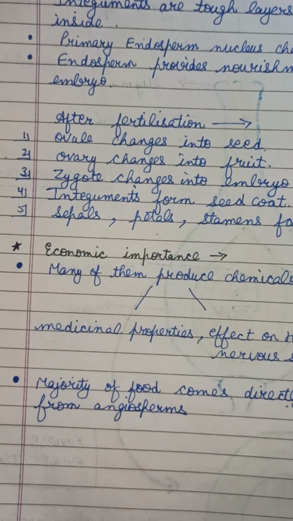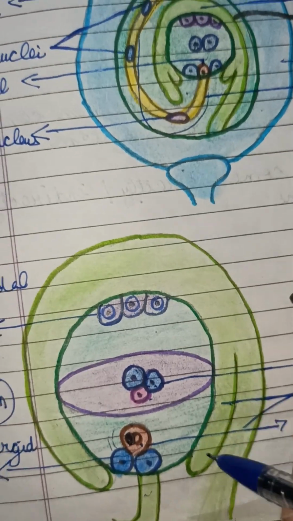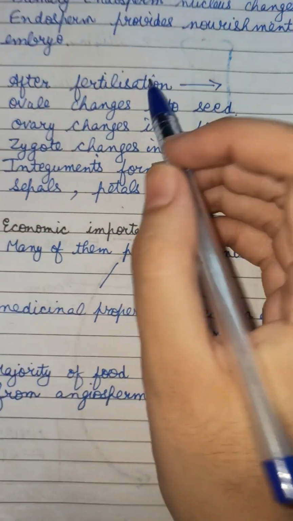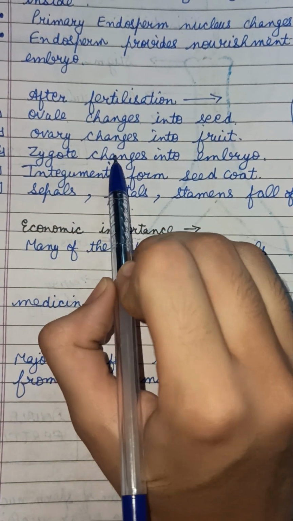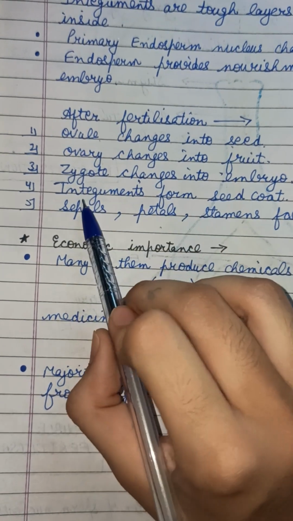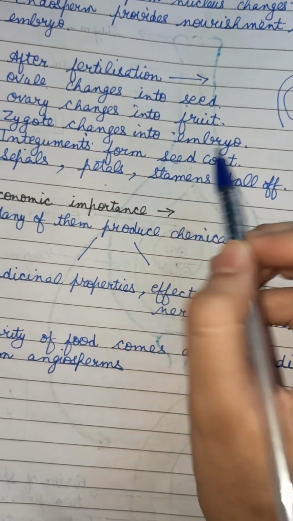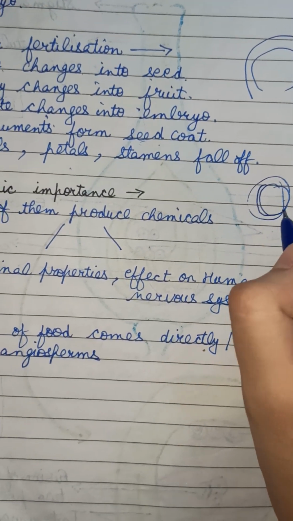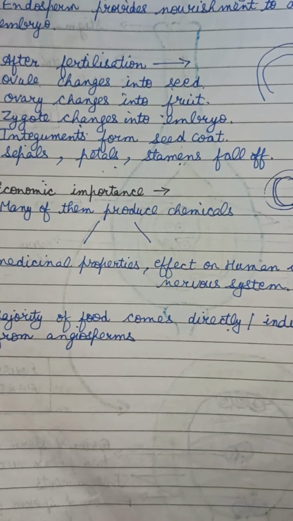So now what happens after fertilization? Here fertilization has taken place. Now what will happen to this? After fertilization, ovule will change into seed and ovary will change into fruit. Zygote changes into embryo and integuments form the seed coat. We have seen our seed, and the seed coat is formed by integuments. Sepals, petals and stamens fall off.